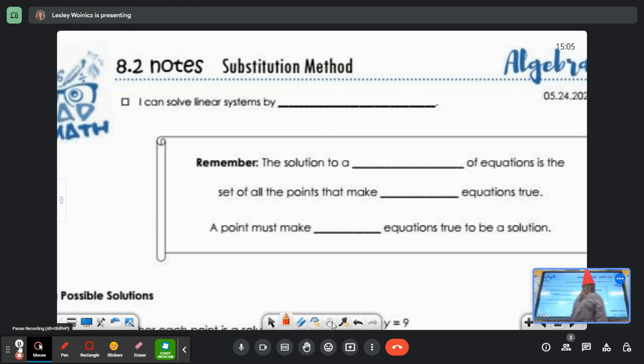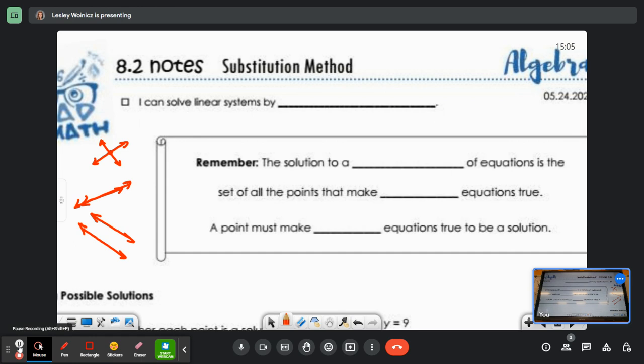We learned that our systems could either have one solution where they cross in one place and share one point, or they could overlap and share infinitely many points and have infinite solutions, or they could never cross because the lines are parallel and we have no solutions, right?